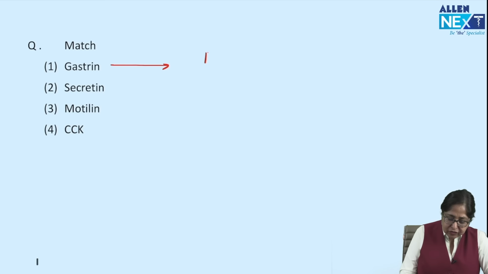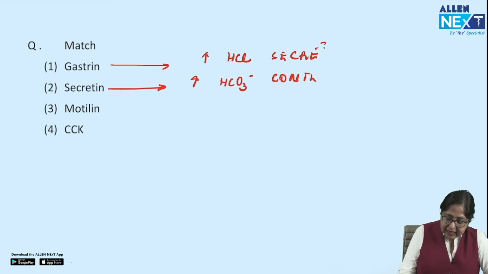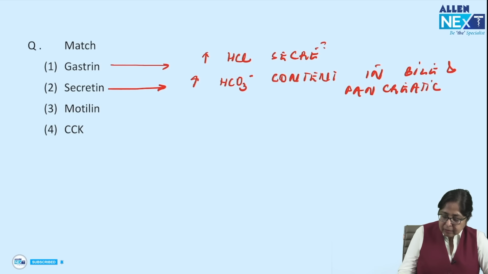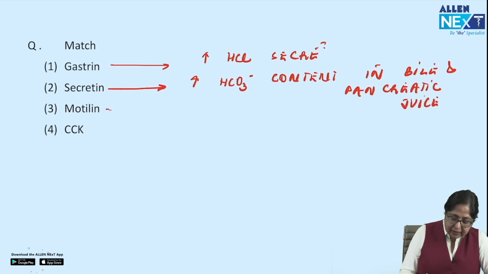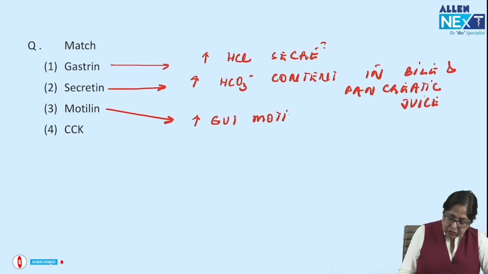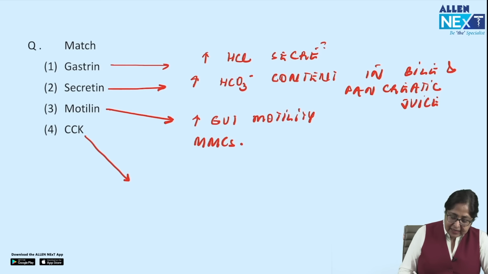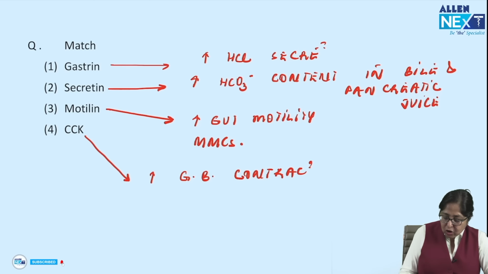Gastrin will increase the HCl secretion. Secretin causes an increase in the bicarbonate content in bile and pancreatic juice. Motilin increases the gut motility. This is also responsible for what is known as the migrating motor complexes. CCK causes gallbladder contraction, which is also known as a cholagogue action.